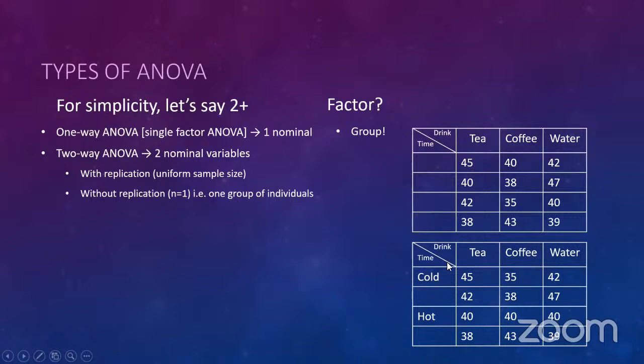But what if we have another variable, which is the temperature of the tea, the temperature of the coffee, the temperature of the water. So now we have two nominal variables, the type of the drink and the temperature of the drink. For this, we are going to use two-way ANOVA. And here we are assuming these are all different people. So we use two-way ANOVA with replication. I hope until now, everything is clear.